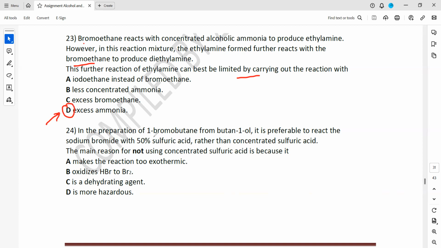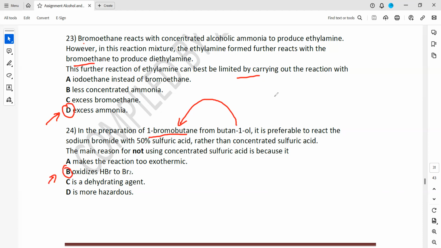In the preparation of 1-bromobutane from butanol, it is preferable to react sodium bromide with 50% sulfuric acid rather than concentrated sulfuric acid. What might be the reason for not using too much sulfuric acid? If too much sulfuric acid is there, the sulfuric acid will be reduced and the hydrogen bromide will be oxidized to bromine.